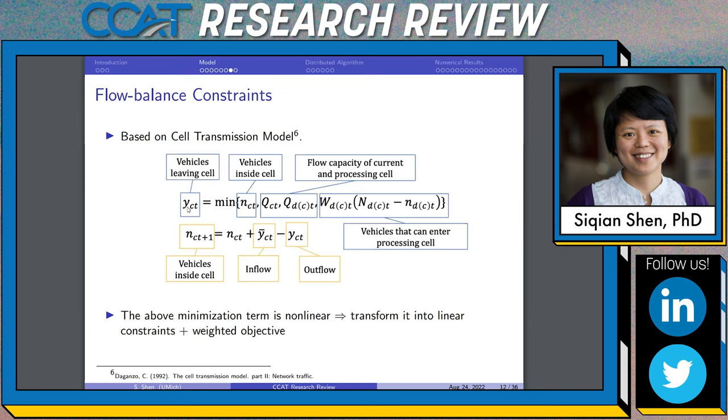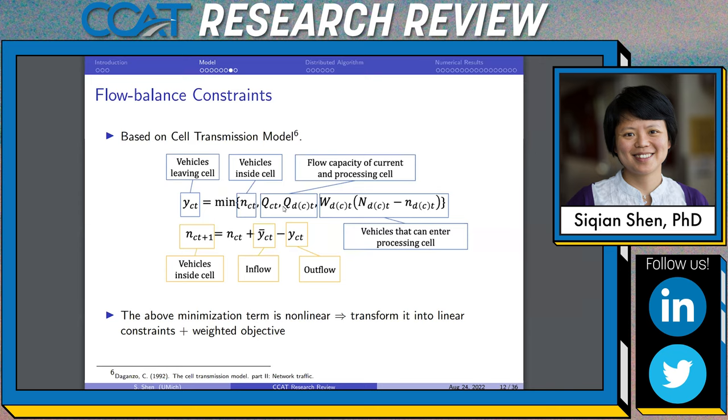If you think about the vehicles that can leave a cell, like the flow, it will be the minimum between several terms. So how many vehicles I have in that cell, right? And also I may have certain flow capacity, because if you think about certain roads with congestion, you could have some number being given to you that you cannot move too fast because there are too many vehicles right now. And then there will be the vehicles that can enter the cell.